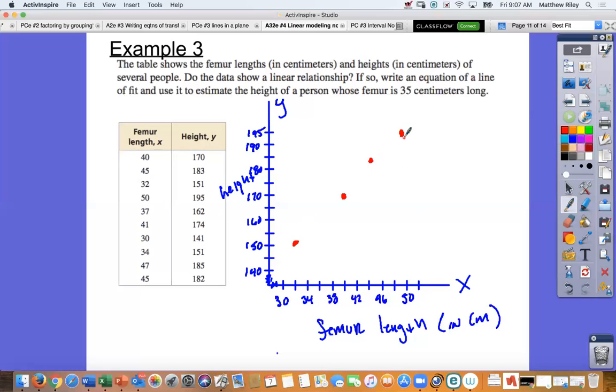Well, I can kind of tell right away. I've only graphed 4 points, and it says, does the data show a linear relationship? Well, it does. It looks like it's going up in a straight line. Let's keep going. So 37, 162, and 41, 174.